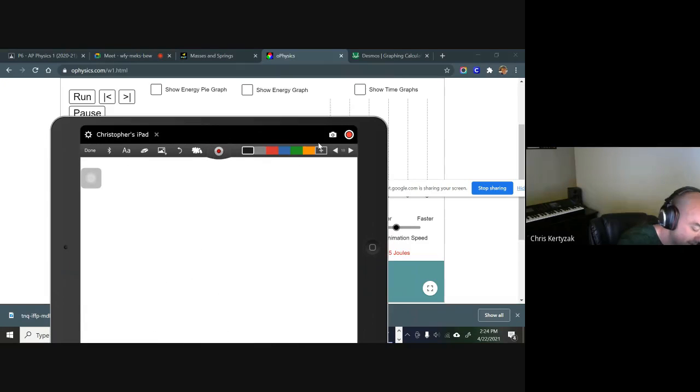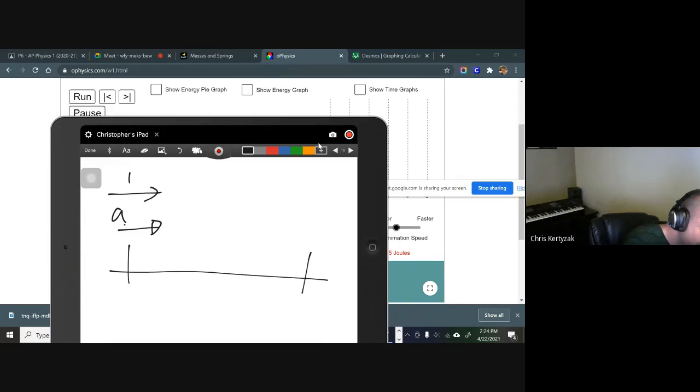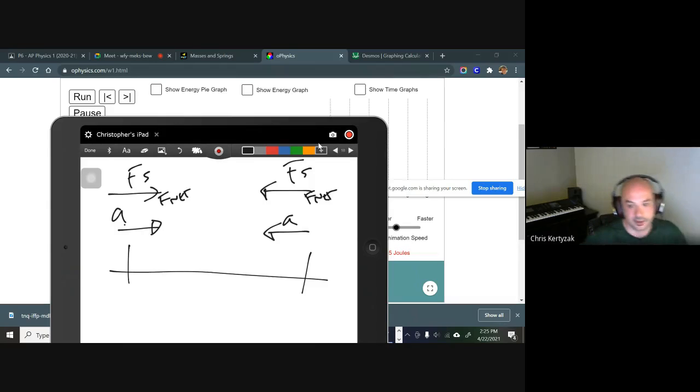Right? So these are the two endpoints. The acceleration would be in this direction. The spring force would be in this direction. Over here, the acceleration would be in this direction. The spring force would be in this direction. Remembering that the spring force and the net force are the same, as long as there's no friction. And in 99% of problems, there's no friction mentioned.